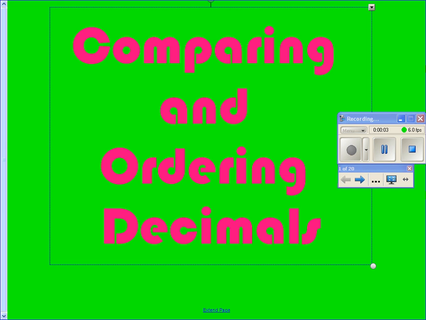This is the comparing and ordering decimals lesson. It is 2 separate sections. Make sure you pay attention to what section you are in.